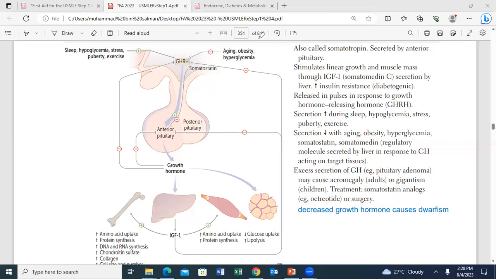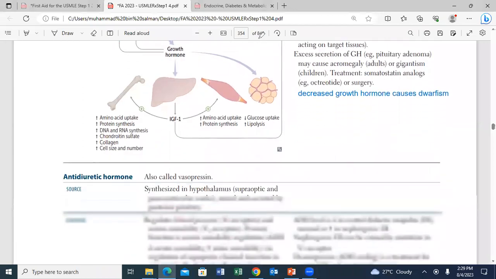Now, if I have a look at the diagram, you must basically think conceptually. Growth hormone must lead to growth of different things. It will lead to more amino acid uptake so that there can be more protein synthesis, more DNA and RNA synthesis, more collagen, more amino acid uptake, more protein synthesis in the muscle as well, and all kinds of factors which lead to increased growth are modulated by growth hormone.